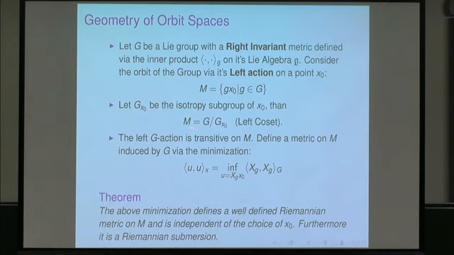Then the left G action is transitive on this left coset, and you can define a metric on it via this minimizer. Because of the right invariance and left action, this minimization defines a well-defined metric and is independent of choice of X0, and furthermore it's a nice Riemannian submersion. So you get a nice classic geometry of geodesics downstairs lifting up to geodesics upstairs, and horizontal geodesics upstairs projecting downstairs, and you get a really nice geometric picture that links this metric defined here into a metric here.